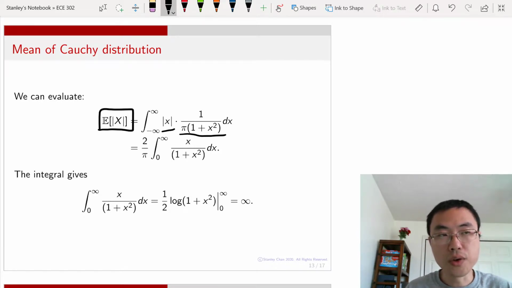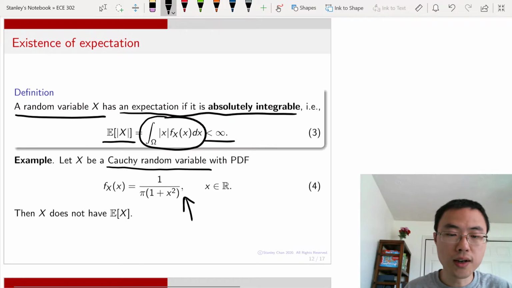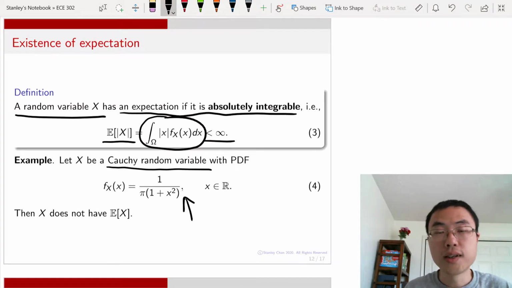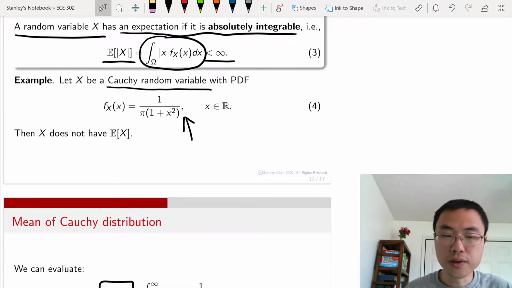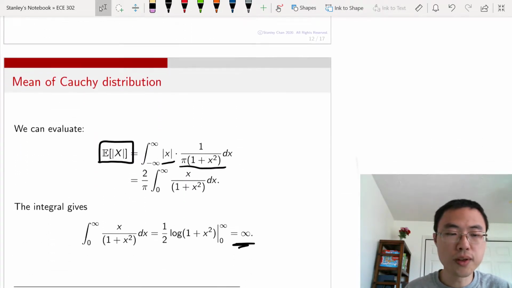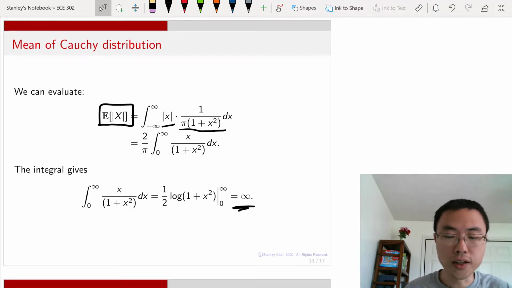Now, what is the integral from 0 to infinity of this function? You can look up some integration table. That will give you half of the log of 1 plus x squared, and if you evaluate from 0 to infinity, that will give you infinity. So that means your random variable x is not absolutely integrable, and therefore the expectation of x does not exist. You can do this calculation by yourself, and you can show that the expectation of x is indeed infinity. It is not defined.